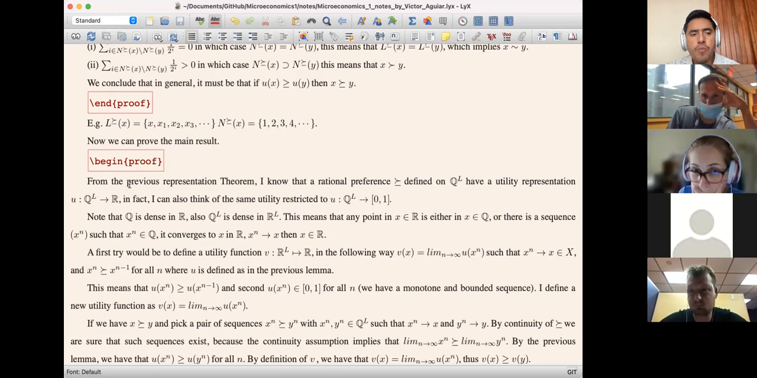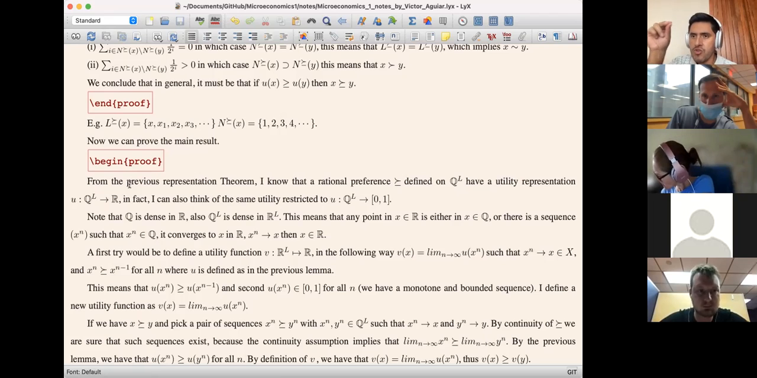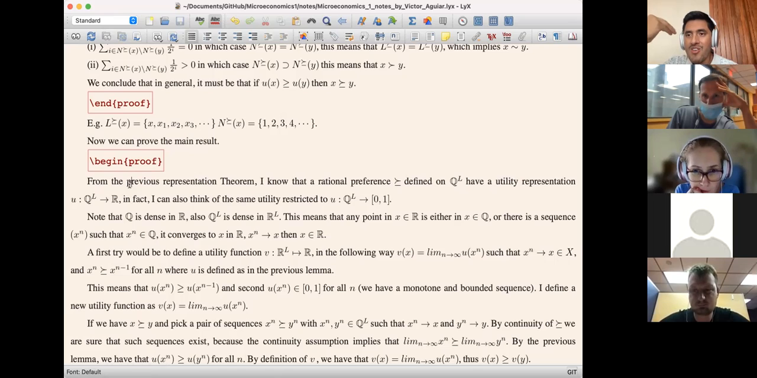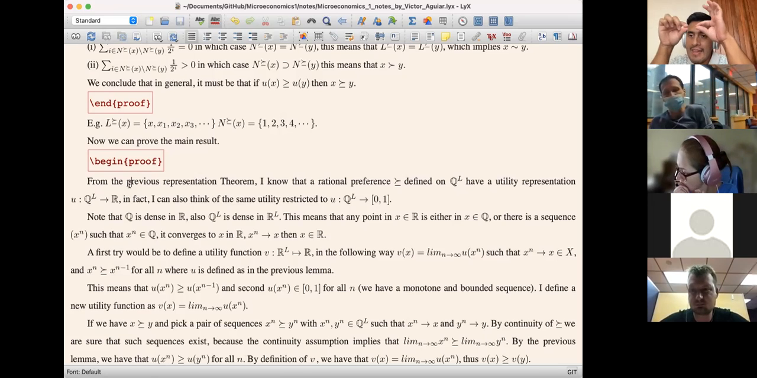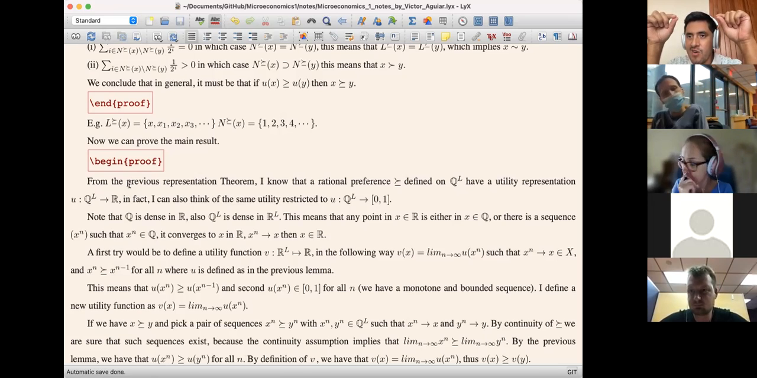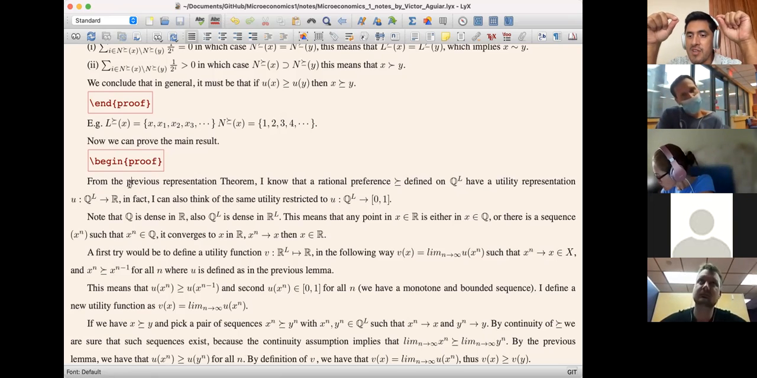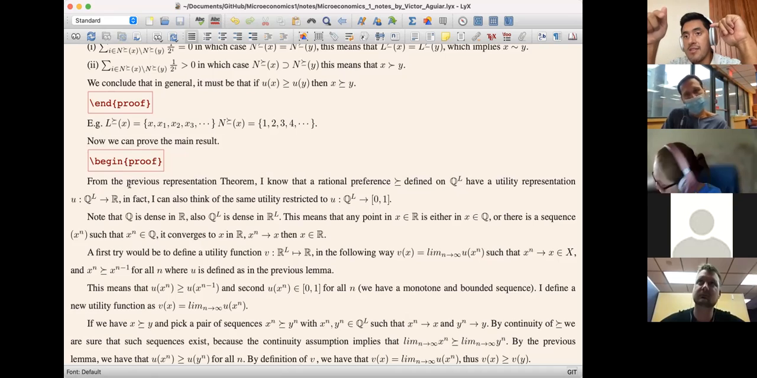I'm going to use two proofs. The first one is a little bit informal, a little bit hand-wavy, but it gives you some intuition. And then I'm going to do a more formal construction. In the first part, I'm going to give you the intuition of what we're going to do. We're going to start with the utility we constructed in the rational set, and essentially take the limits of sequences of rational numbers, and the sequences of rational numbers are going to fill in the blanks.